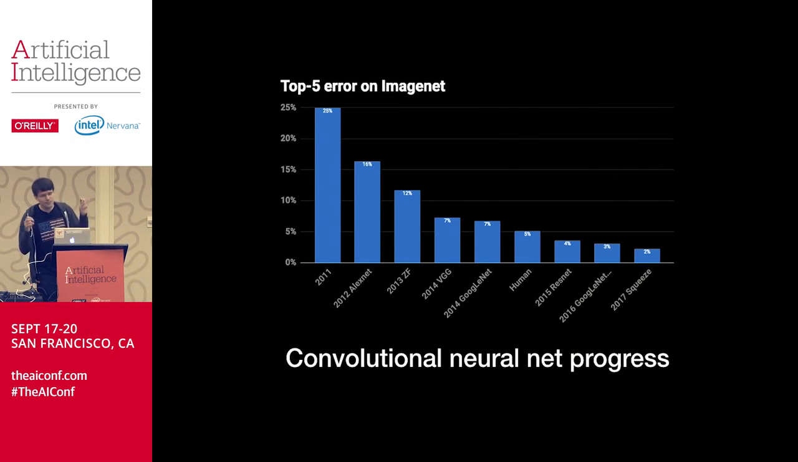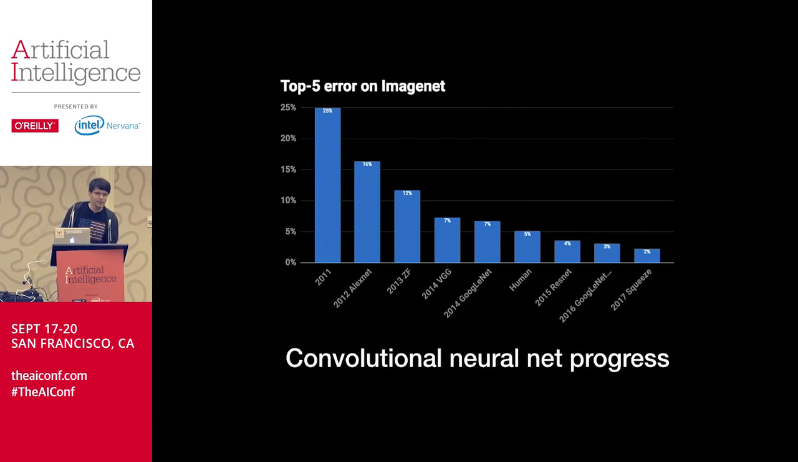This is called top five error. So you get five guesses, and if it's in there, you win. Like if you say, oh, it's a bird, it's a plane, it's Superman, then you get it. It was Superman, right? So this thing just kind of exploded in 2012 because of convolutional neural networks. And now you can see it just keeps going down.